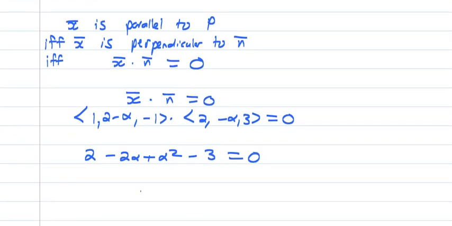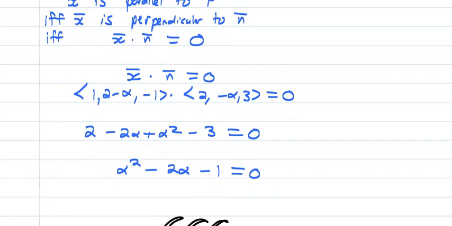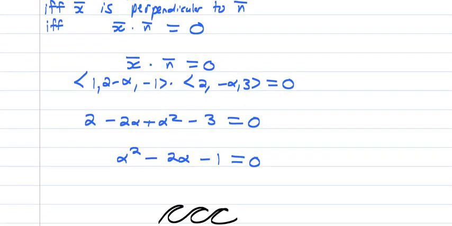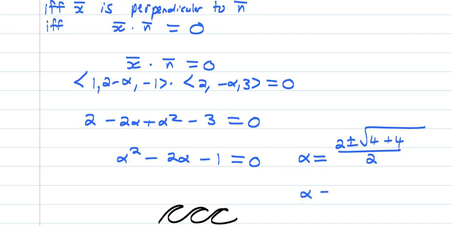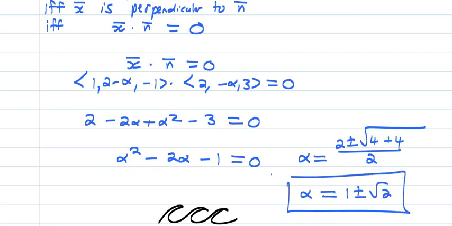And now let's quickly simplify. This simplifies to alpha squared minus 2 alpha minus 1 is equal to 0. It doesn't appear to factorize, so I use the quadratic formula. So I get alpha is equal to minus b plus or minus the square root of b squared minus 4ac, divided by 2a. So it simplifies to 1 plus or minus square root 2. And that, ladies and gentlemen, is the answer to this question.